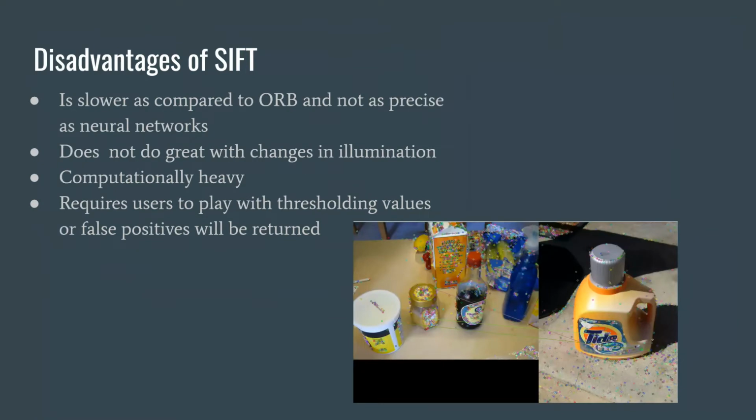Some disadvantages of SIFT are that it is slower than ORB and is not as precise as neural networks. Additionally, SIFT struggles when there are changes in lighting over the image. And finally, there are thresholding values that need to be played with in order to get the best results.